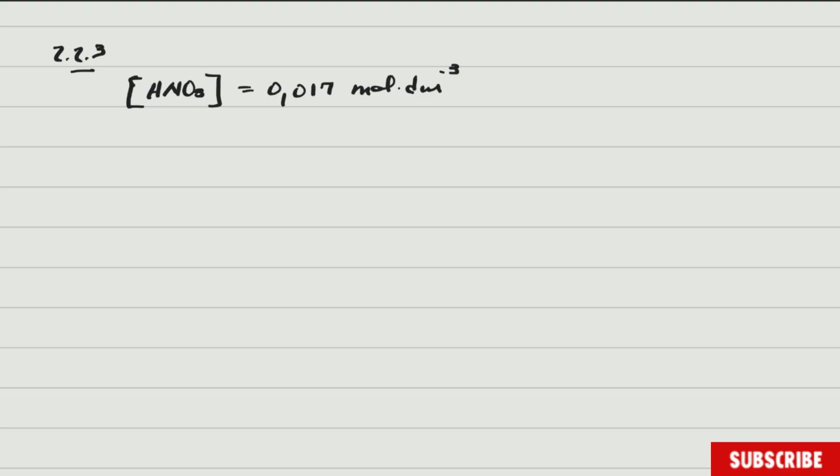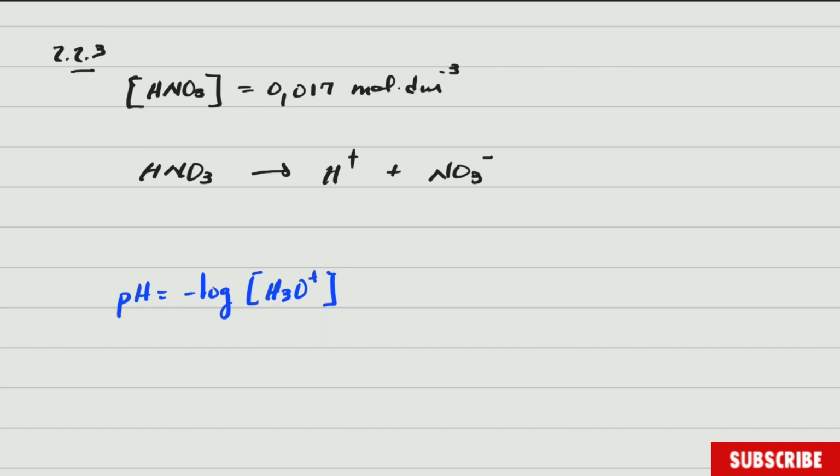Alright, now for this question, what do we have? We have the concentration of the nitric acid that just was calculated. Now remember, the nitric acid, in previous videos we talked about, ionizes in water to form hydrogen ions and nitrate ions. Alright, now what we need to know, because remember the pH is equal to minus log of the concentration of H3O plus or H plus. Alright, and what we have here is the nitric acid, so we cannot substitute.